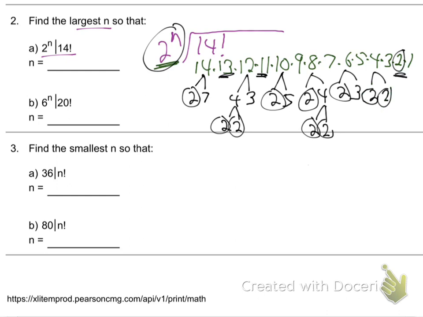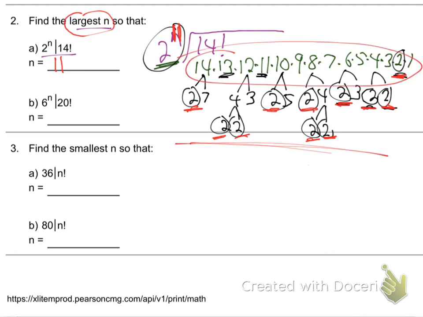How many 2's is that? 1, 2, 3, 4. Here, let me count with a different color. 1, 2, 3, 4, 5, 6, 7, 8, 9, 10, 11 2's. So the 11th power is the largest power. 11 power here is the largest power I could put on that 2. That's the most number of 2's that will go into 14 factorial because that's how many 2's it can hold.